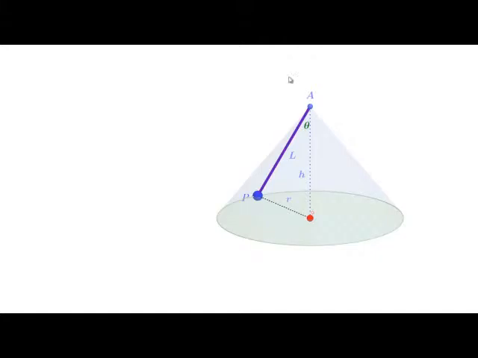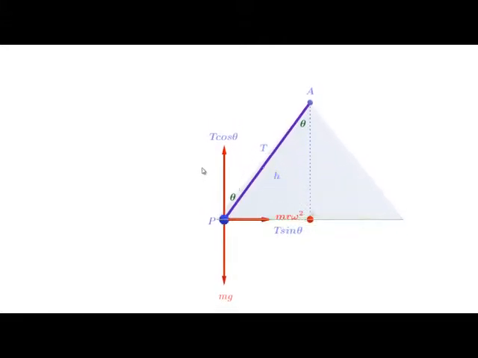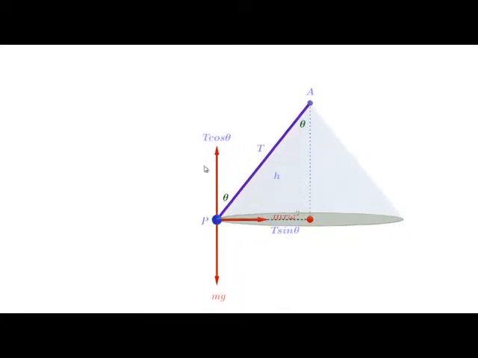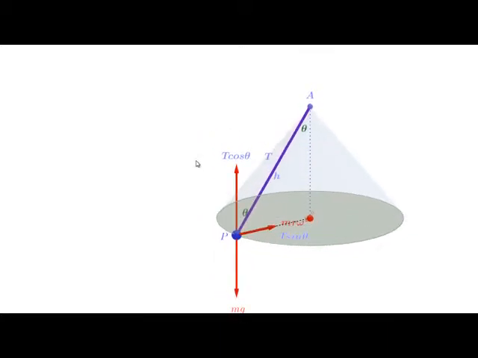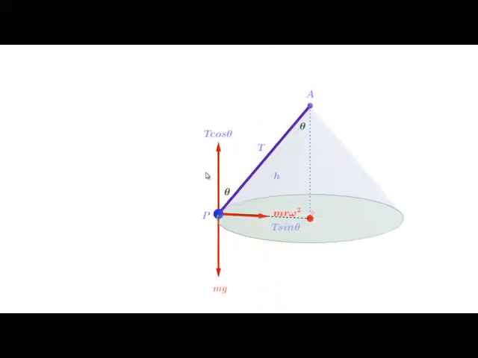Let's have a look at the forces now. I'll put the forces onto the conical pendulum. You can look at different views, but basically we've got the weight mg acting downwards. We've got the tension in the light inextensible string. It has a vertical component T cos theta, and those two forces, T cos theta and mg, are balanced. So T cos theta equals mg.